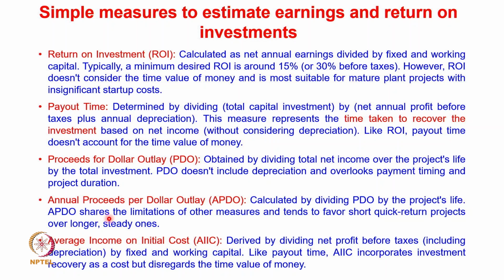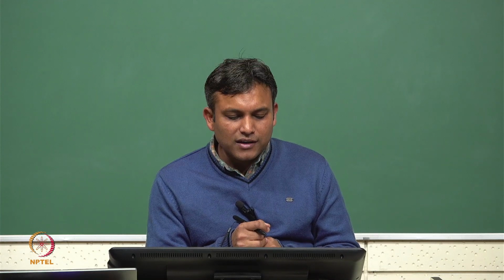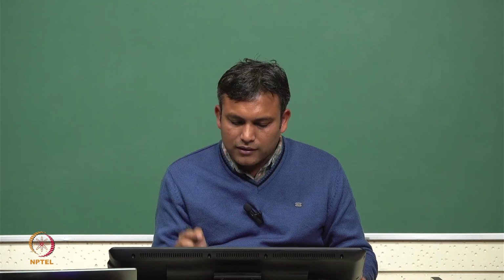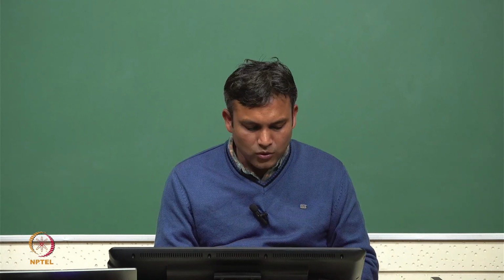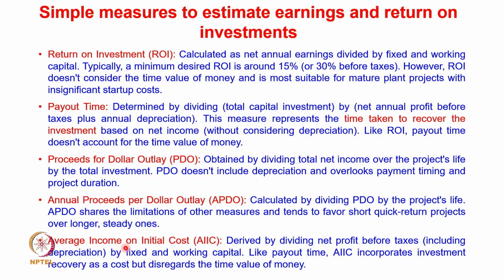So APDO shares the limitations of both measures and tends to favor short, quick-return projects over the longer, steady ones. If we are making the decision based on the APDO, we are calculating with respect to per year. So in this case the shorter and quick-return projects will be favored over the longer and steady ones. Okay, the next definition here is average income on initial cost.